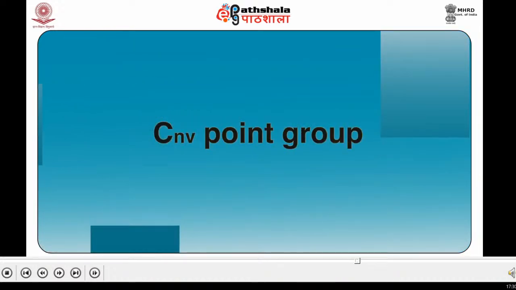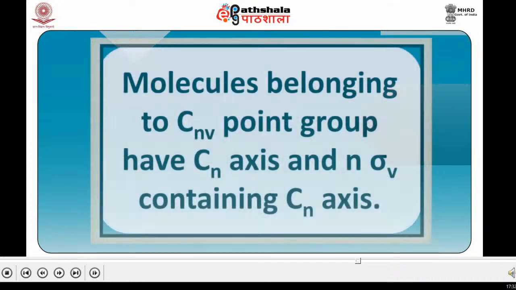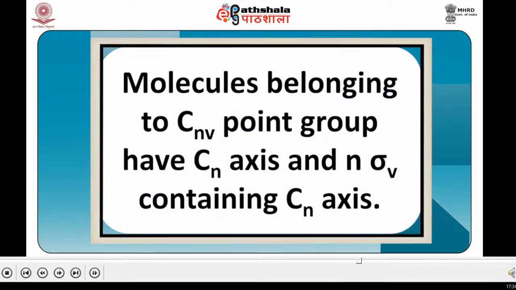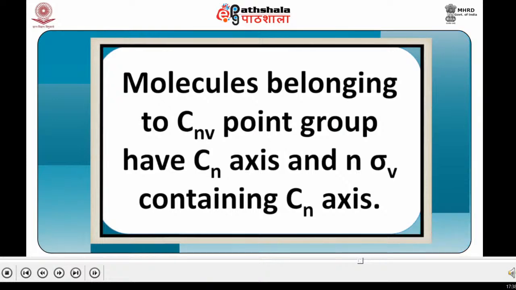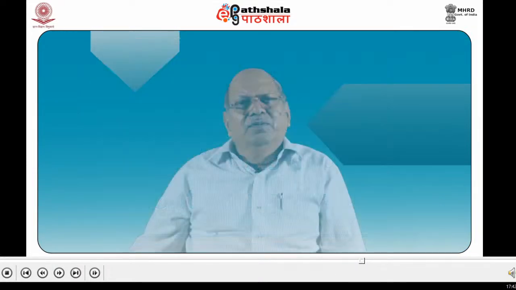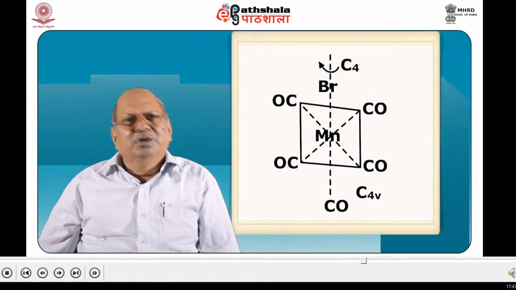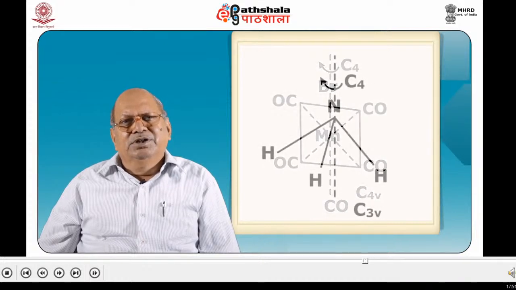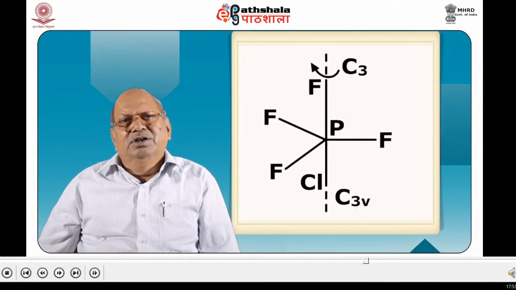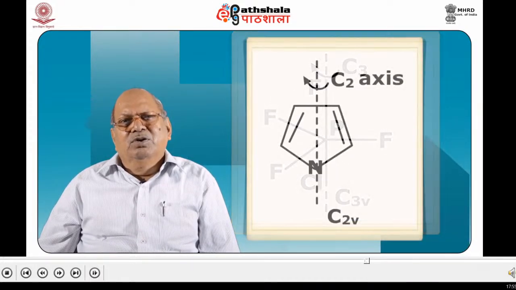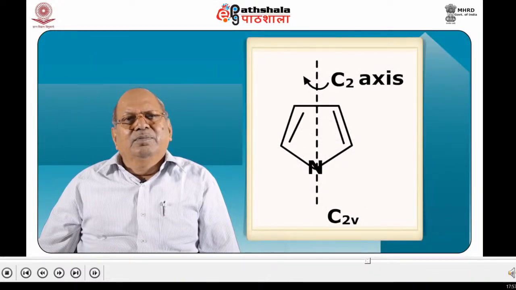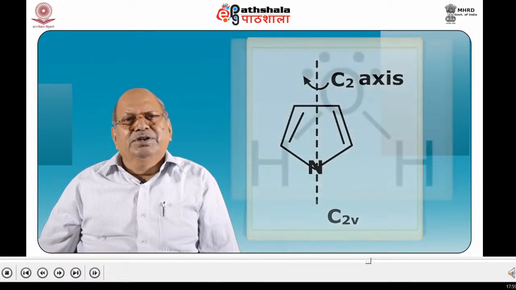Now, the Cnv point group. Molecules belonging to this point group have a Cn axis and n sigma v containing the Cn axis. A few examples belonging to the Cnv point group are shown, that is BrMn(CO)5, NH3, PF5Cl, HCl, pyrrole, and other examples can also be cited.